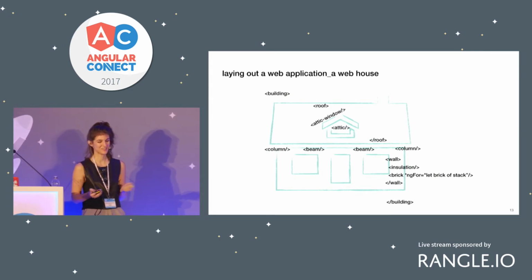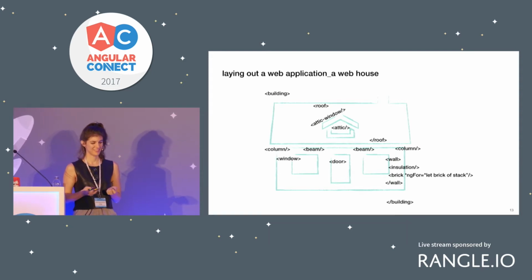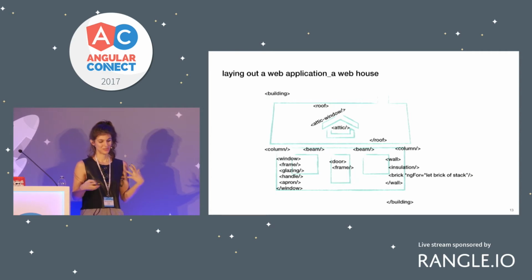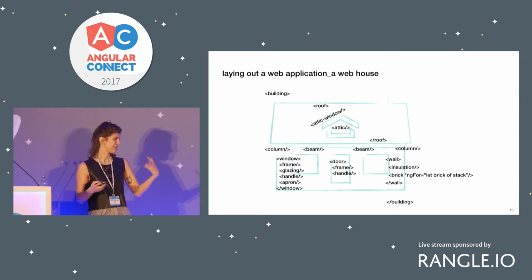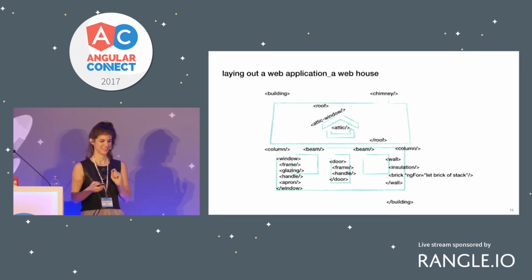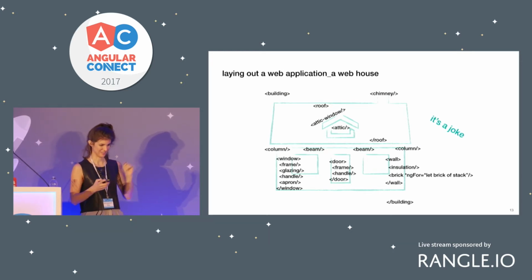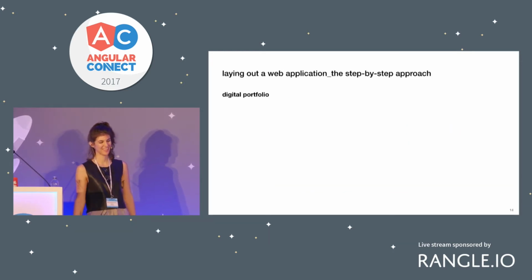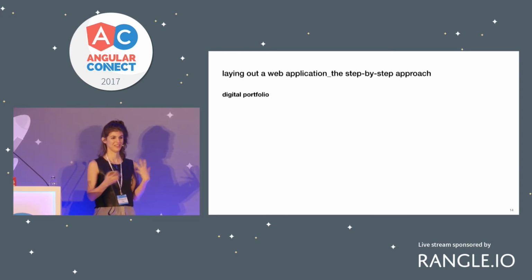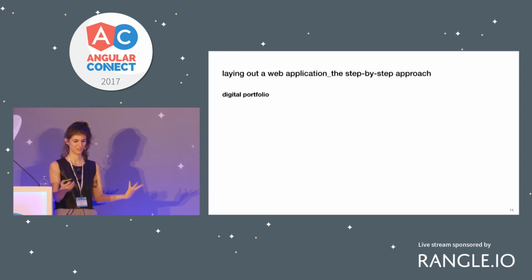OK, you have your roof, the attic window, the door. The window has a frame, glazing, handle, apron. So you can see that everything has more components and more elements inside. And you have the chimney, and it's a joke again. OK. So let's see how the process of laying out step-by-step a web application would be.